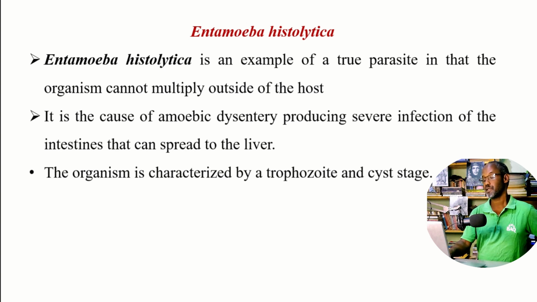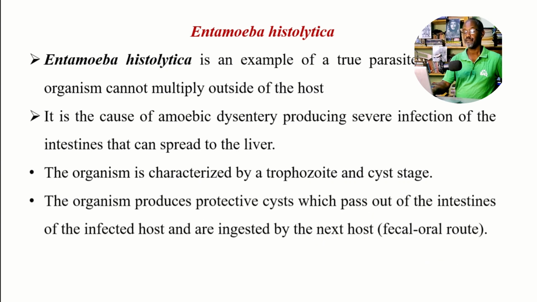The organism is characterized by a trophozoite stage. The organism produces protective cysts which pass out of the intestine of the infected host and are ingested by the next host. This is the fecal oral route. When you say fecal oral route, the organism passes out with our feces in the form of cyst. If this feces containing cyst contaminates our water and enters into our oral cavity and GI tract with our food or contaminated water, this is a fecal oral route of infection.